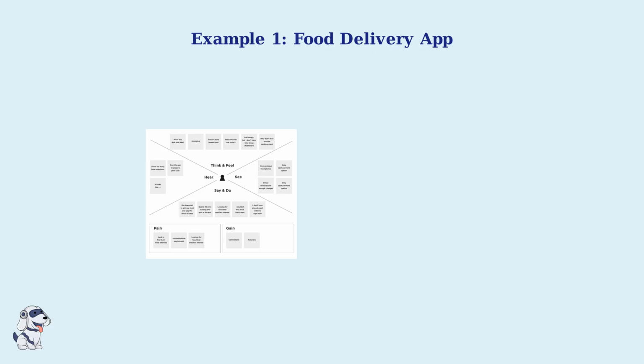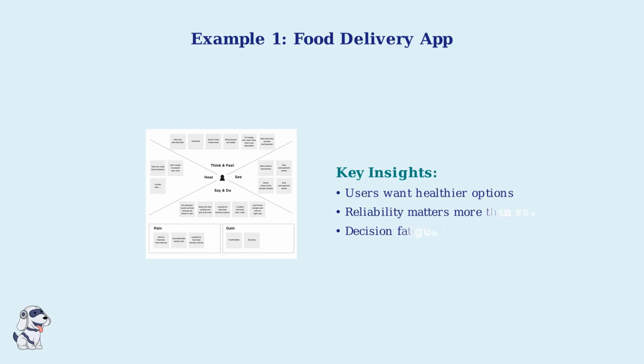Their empathy map revealed crucial insights about user frustrations and desires that weren't immediately obvious from basic user data. The empathy map uncovered that users weren't just looking for fast delivery, they wanted healthier food options and were frustrated by unreliable delivery times. Users said things like, "What should I eat today?" while thinking about their health goals.